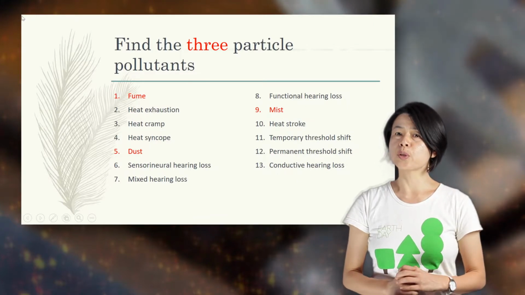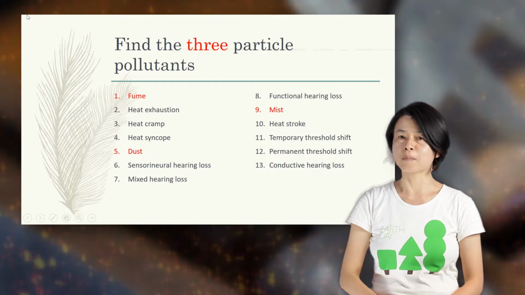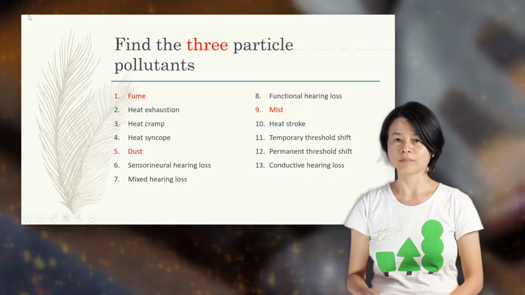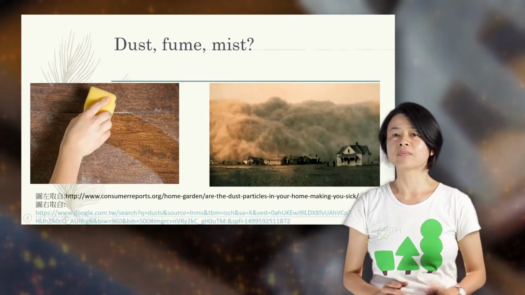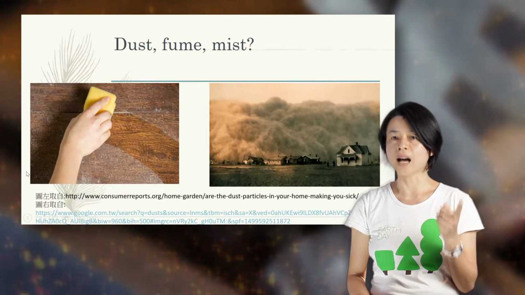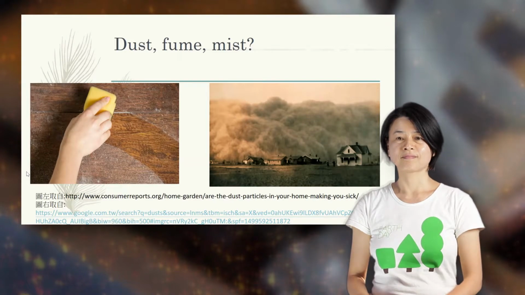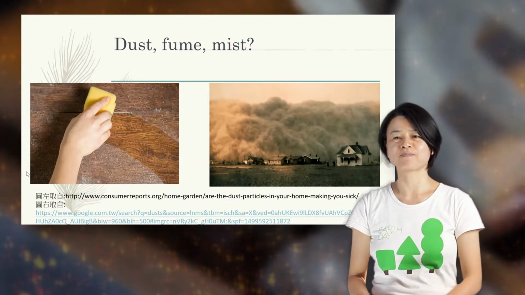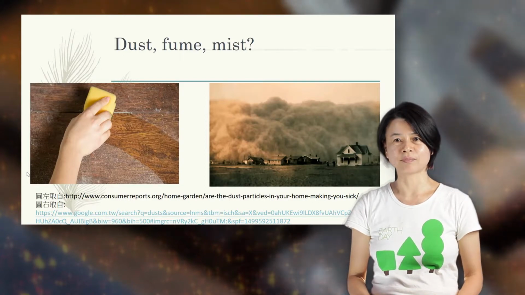Next, we are going to show you some pictures, and you are going to tell me whether the pictures are about dust, fumes, or mist. Picture number 1. Can you tell these 2 pictures are about dust, fumes, or mist? Okay, the answer is dust. Have you got it? Alright, let's move on.